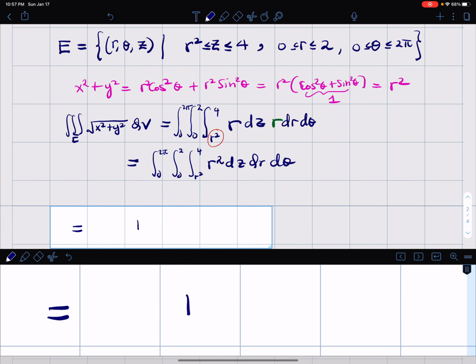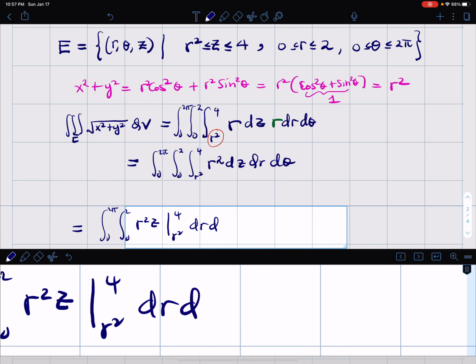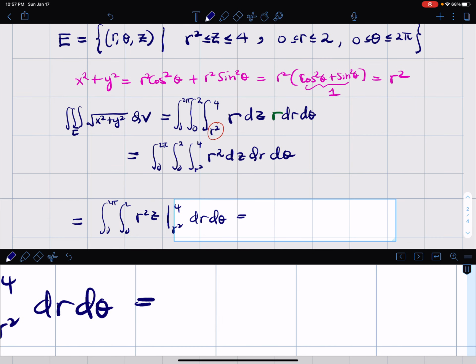You plug in r squared, you plug in 4. And then you still have 0 to 2, 0 to 2 pi, dr, d theta. So when you plug in 4 and r squared, you get 4r squared minus r cubed. No, minus r to the 4th, dr, d theta, 0 to 2, 0 to 2 pi. And then you keep going.